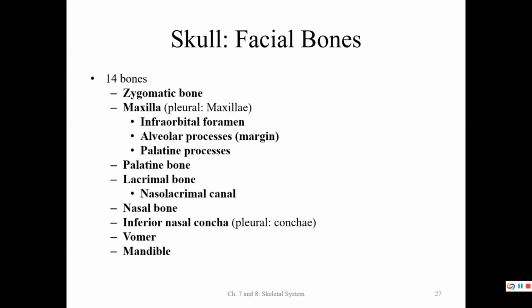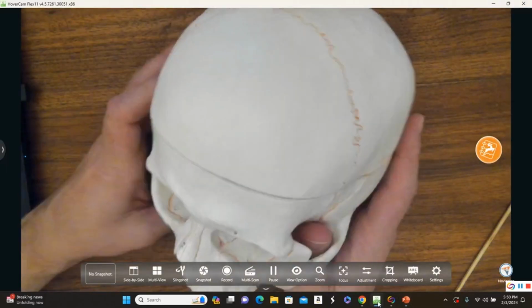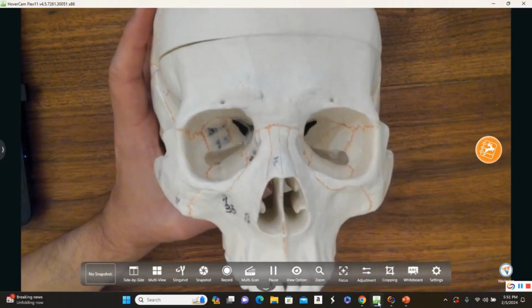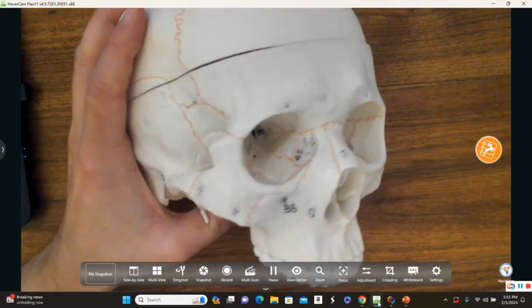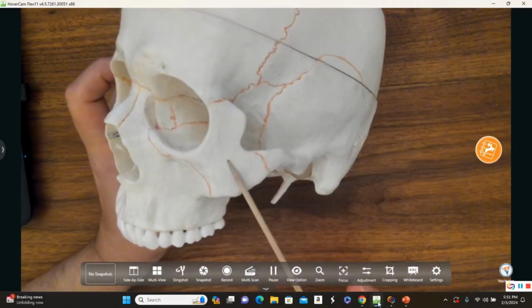Now, facial is a little bit more complicated. There's a little bit more to it here. We're going to take a look. There are 14 bones in the face. We're going to start with our zygomatic bone. To see that, we're going to look for the cheeks. We'll talk more about zygomatic in a minute, but there's the zygomatic bone. Here is zygomatic, here, and also over here.